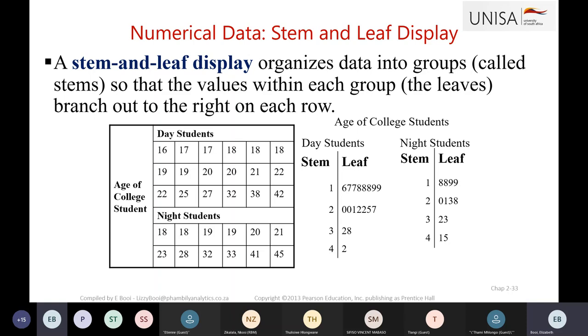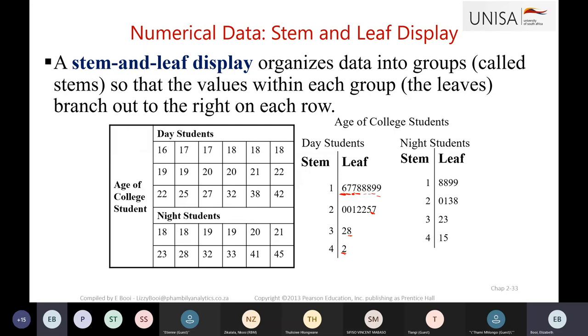You also need to be able to interpret your stem and leaf plot into a table like this. So if they have given you a stem and leaf plot, with the leaves 6, 7, 7, 8, 8, 8, 8, 9, 9, this is 16. You need to read it with the stem. This value is 16, this is 17, this is 17, this is 18, this is 27, this is 38, this is 42. And that's how you read your stem and leaf plot.